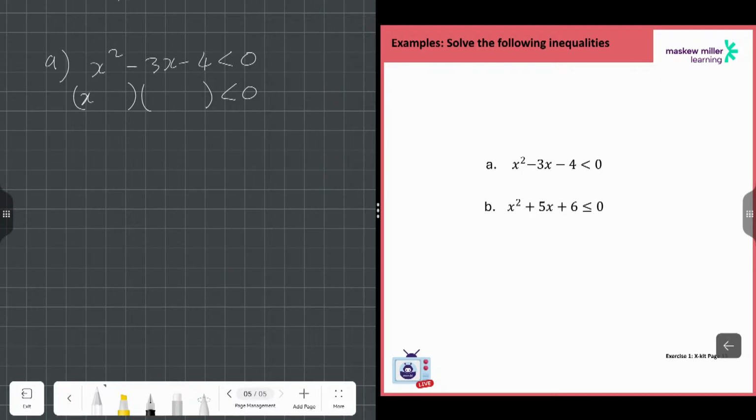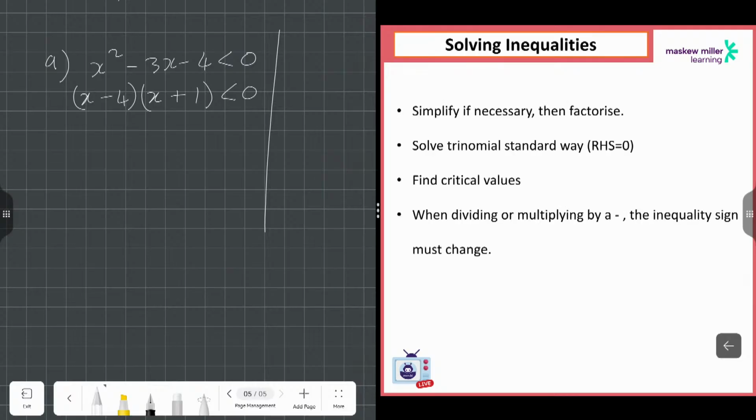So here I will have x, and when I have x, the factors of 4 to give me 3 are just 4 and 1, and here I will have negative and positive, okay? Negative 4 plus 1 is negative 3, negative 4 times 1 is negative 4, so I know I am correct, okay? Now, before I go ahead, I need to find critical values, right? So I'm going to solve it as if I was solving an equation where I had the right-hand side equal to 0, right? So if I had x minus 4, right, and x plus 1 is equal to 0, right?